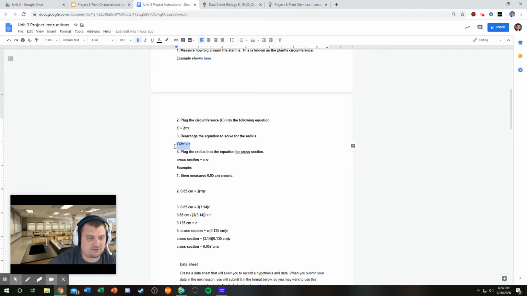And so to solve for radius, you'll need your circumference. You'll divide that by 2 pi. All right, so that'll give you your radius, and then you can plug and chug into that. Since you already have your circumference, though, you're good there.